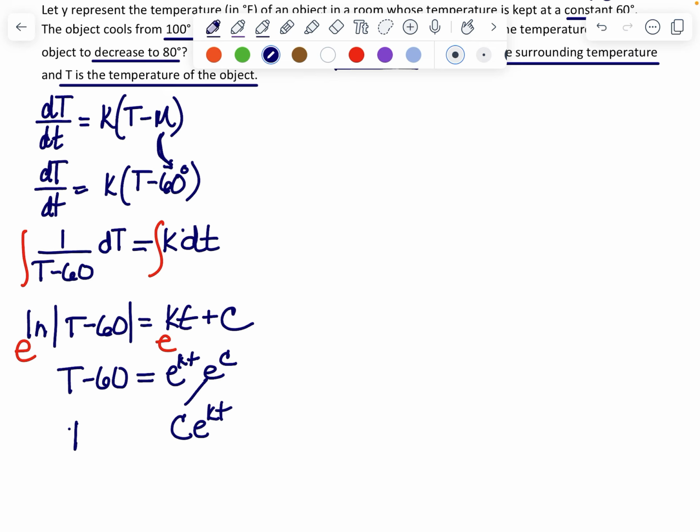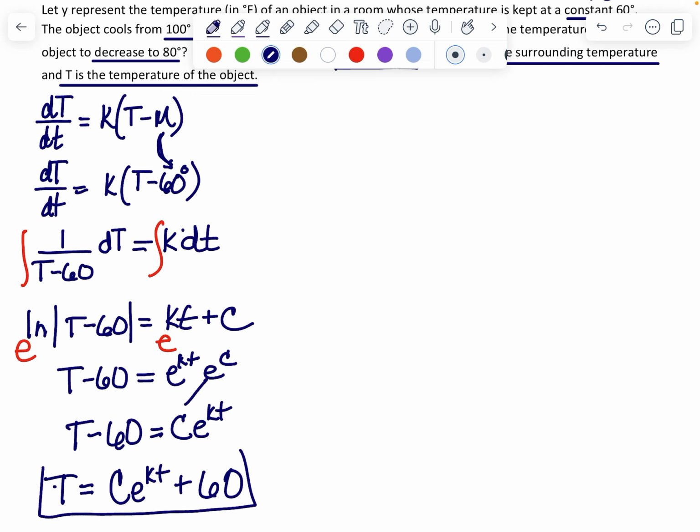And then I've got this T minus 60. I'm not going to worry too much about the constant or the absolute value anymore, because I know that C can be a constant that changes things, and it will. So I end up with the equation T is equal to C e to the kt plus 60. Now, if you notice, we still do not have the k. I still don't have the k.